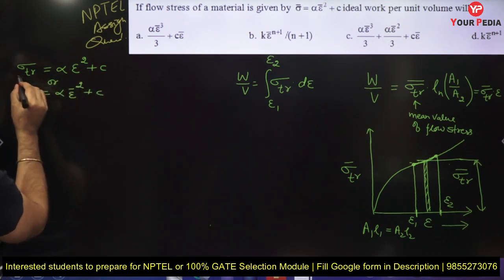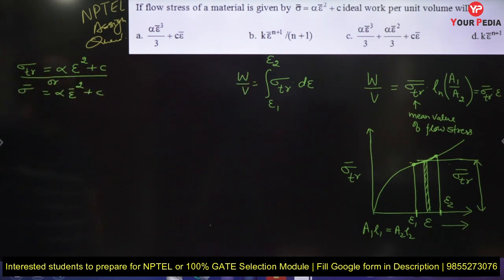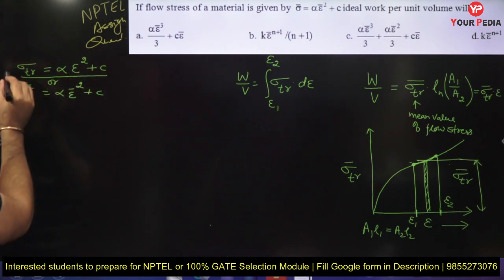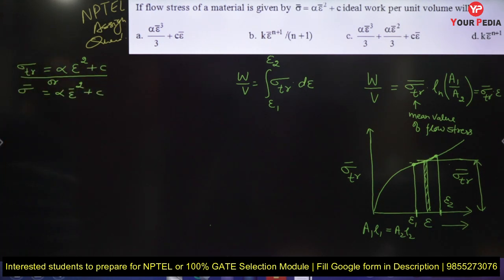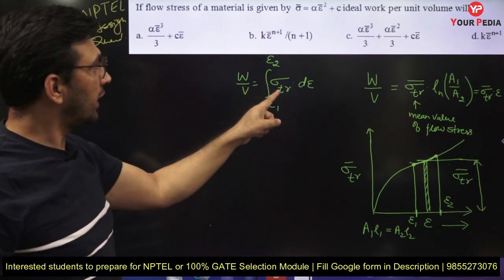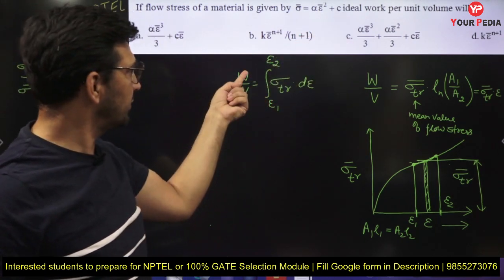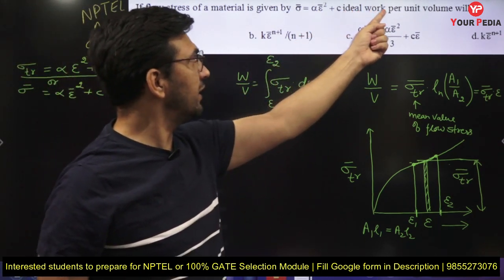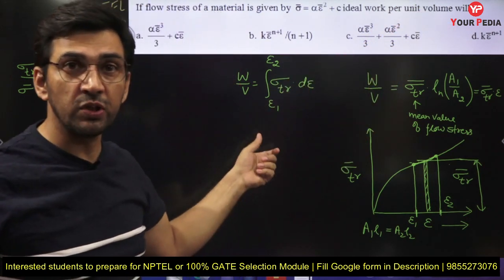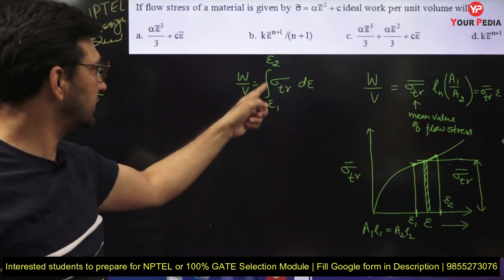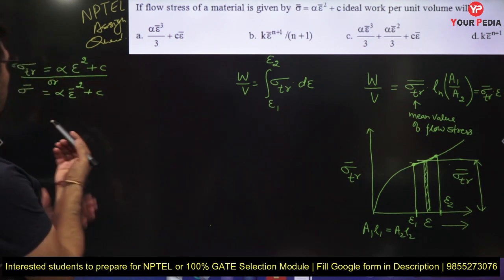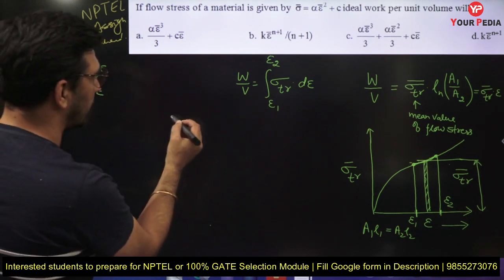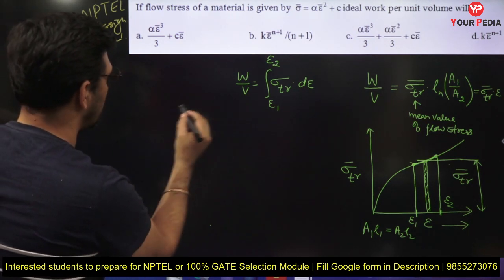But I am writing it this way, and since I am having these notations, I will write it this way. So this is what he has given me. So it means in this formula, he is asking me to calculate work done per unit volume. Ideal work per unit volume, work done in a homogeneous deformation process. He is asking me to calculate this one. That's all. So you need to simply input this value. So what I am doing is, I am simply inputting this value over here.